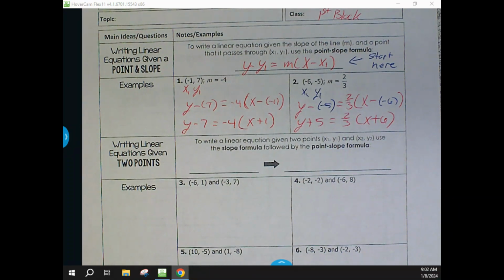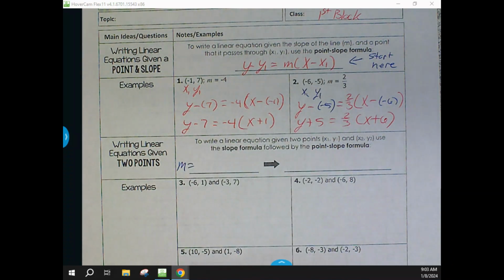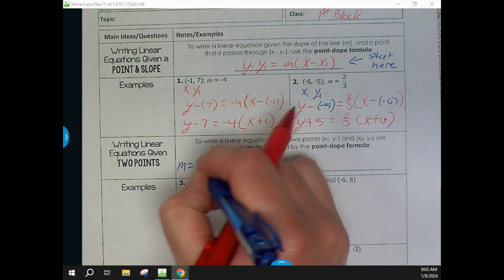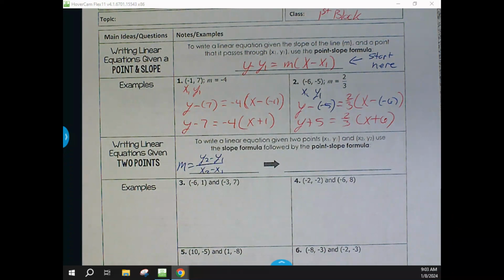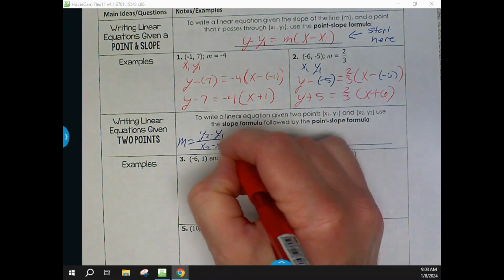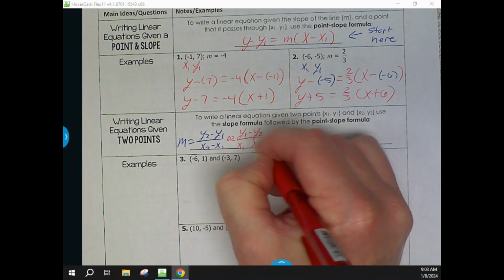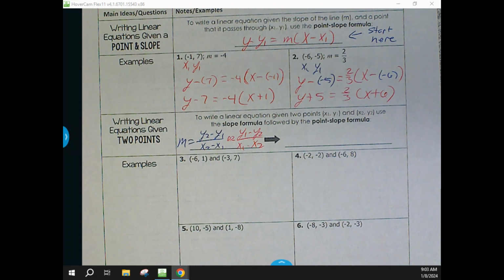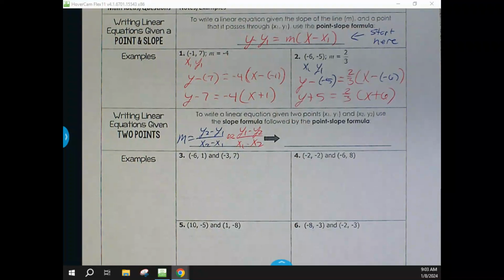Okay, so next thing, it says to write a linear equation given 2 points, x1, y1, and x2 and y2, use the slope formula, and again, for your slope formula. I think we may have mentioned this a little while back, that sometimes people will put y2 minus y1 over x2 minus x1. Okay, but you also can use, and this is the one I usually wind up using more often than not, y1 minus y2 over x1 minus x2. I kind of like putting the first number first and the second number second. You still get the same answer. It's just going to change up the order.